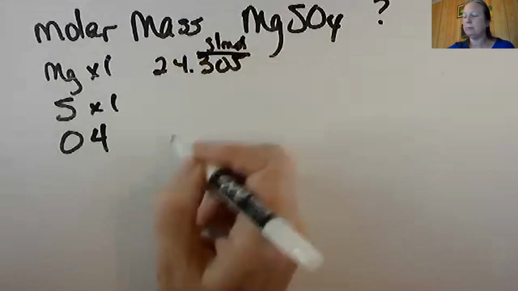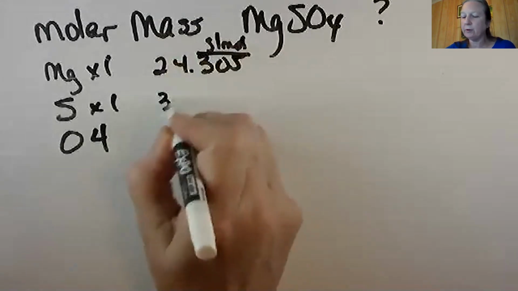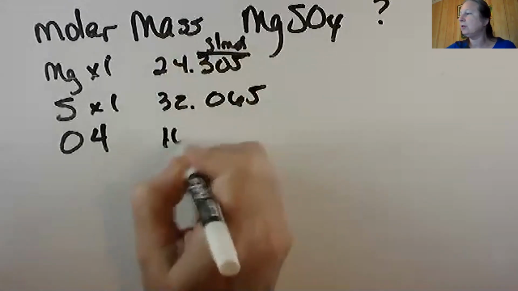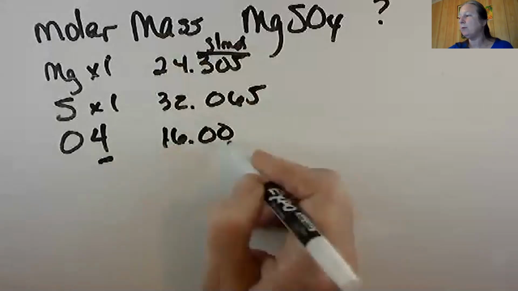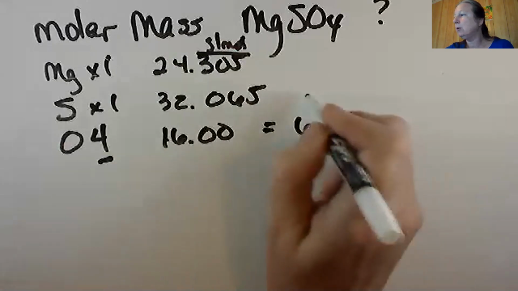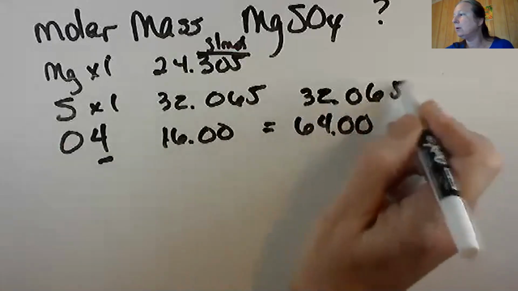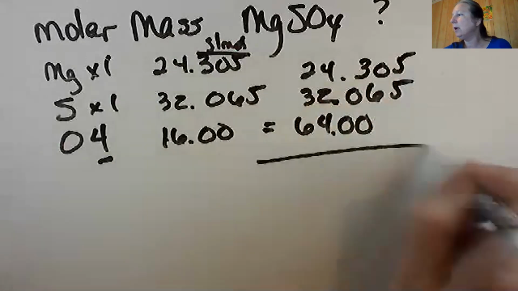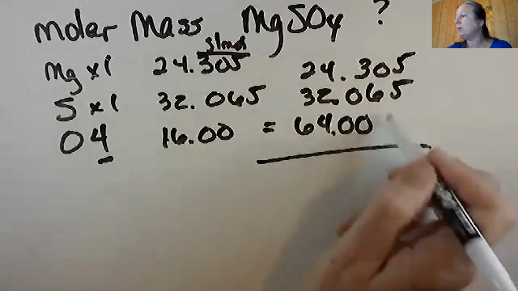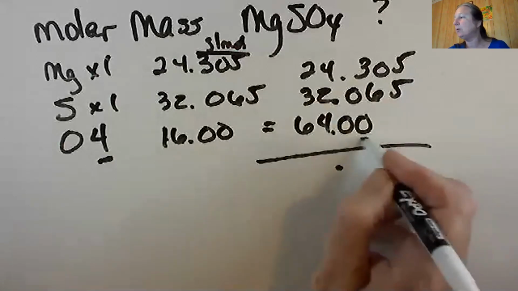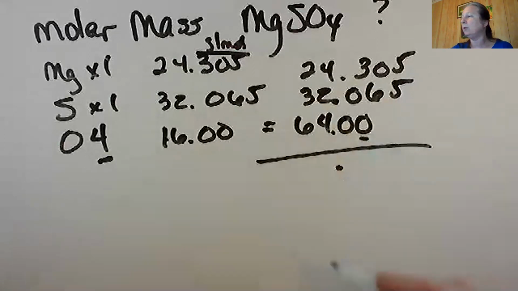These are all grams per mole. Sulfur is 32.065. And oxygen is 16.00. I have 4 of them, so I have to multiply that times 4. So that's going to be 64, 32, and 24. Now notice I only have 2 decimal places here. I have 3 here. So my answer, I'm going to bring the whole answer down, but my final answer can only go to the 2nd decimal place, because I didn't include anything in the 3rd.